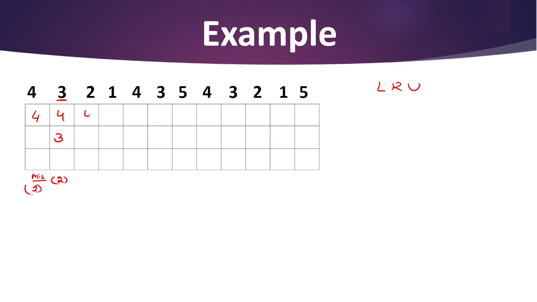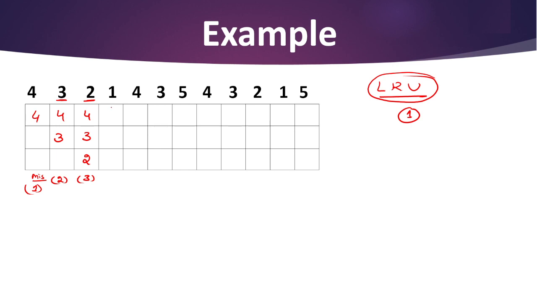Second, 4 and 3 are already there. Now next value is 2 and this is the blank space, so we can write 2 here. This is page fault 3. Now the value 1. As you can see here, 3 frames are there and all of the frames are already occupied by 4, 3 and 2. Now 1 wants to enter in the memory but we don't have any space, and for this we have to replace one value by using the least recently used algorithm.